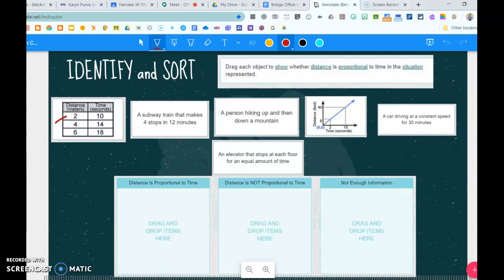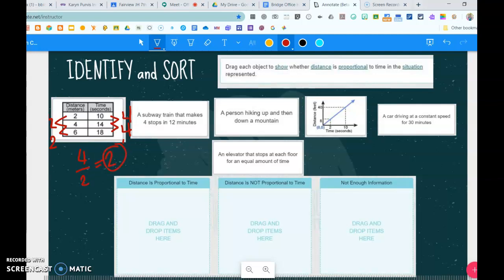So as this is changing here by 2, this is changing by what? 4. And this is changing by 4. And this is changing by 2. So it does have a constant rate of change. But if I multiply, let's see, 4 divided by 2 equals 2.